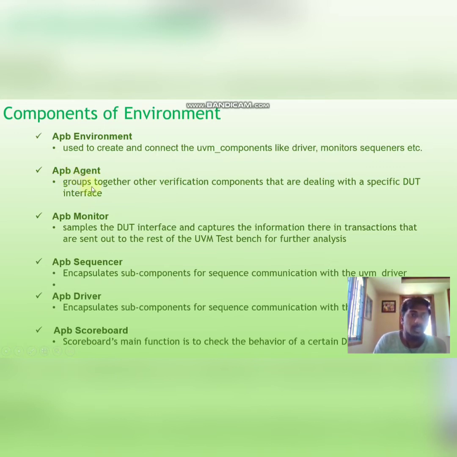The APB agent is a verification component that deals with a specific DUT interface, and it creates the agent. The monitor captures the information and the transactions placed in the UVM testbench, and the sequencer encapsulates the sub-components for sequence communication with the driver. The driver communicates with the sequencer, and the scoreboard has the main function of checking whether the output of the testbench is correct for the given input.